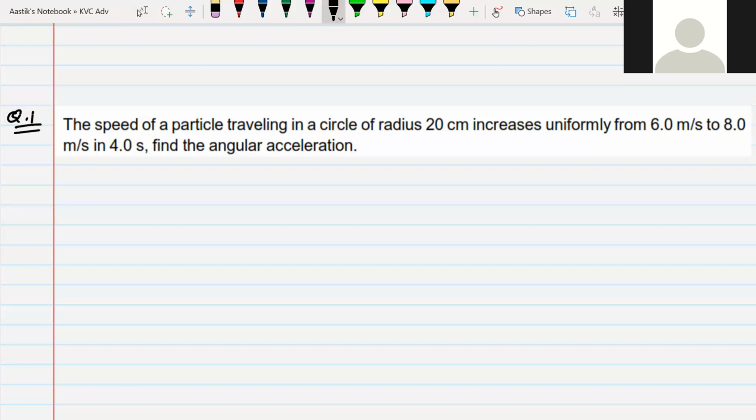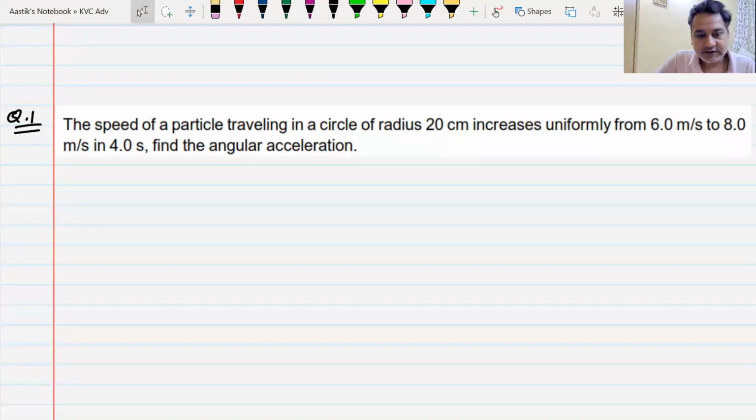Do we have anything that looks like an answer? Yes, sir. What is that? 2.5 radian per second square. Let me check. Okay, so I have the answer with me. 2.5 radians per second square. That is correct. So how do you get it?